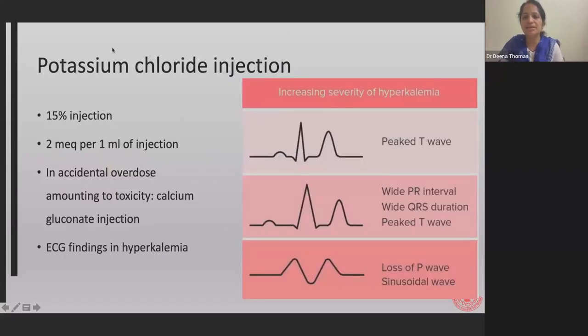So these are the typical ECG changes: tall, peaked T waves, and the PR interval is increasing. There is a wide QRS and peaked T waves. There is a loss of P wave. Finally, after the loss of P wave, you have a sinusoidal wave pattern in hyperkalemia. Very good.